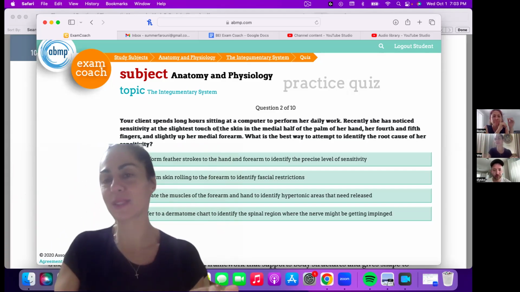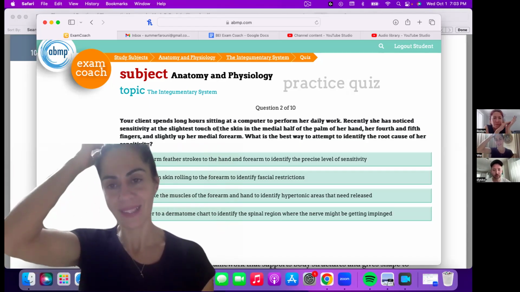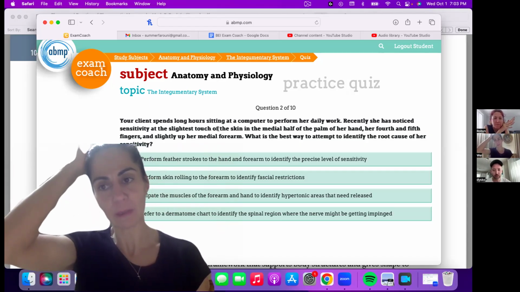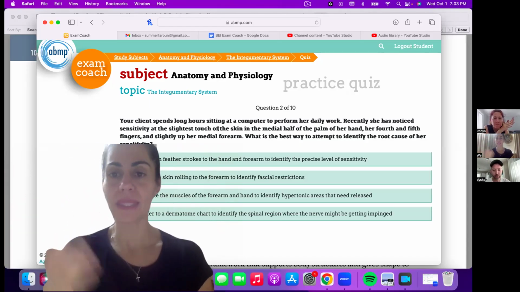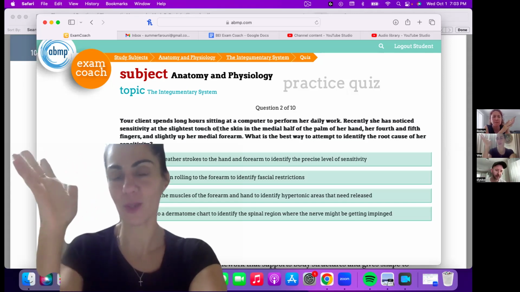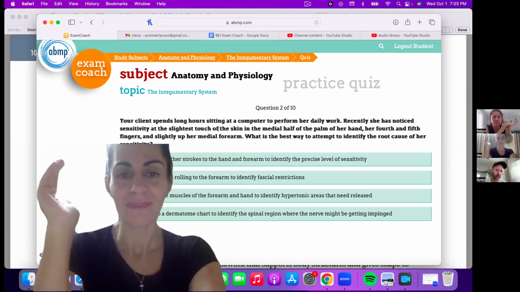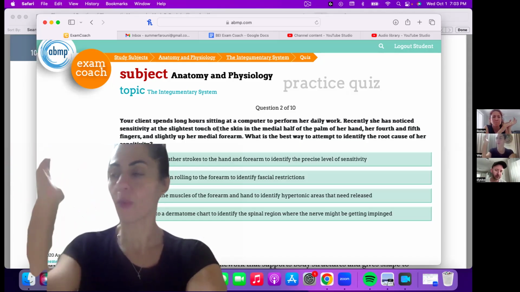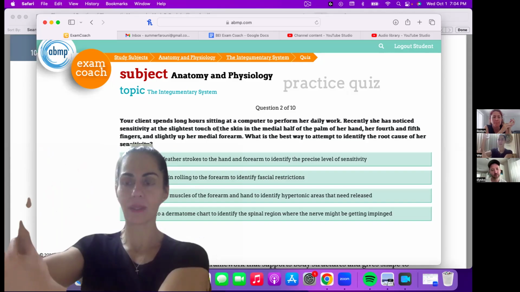Because they haven't learned integumentary, the nervous system, but it's okay. We're gonna have fun with it. So if it's on the medial half of the palm, we know it's gonna be the fourth and fifth finger, so correct, ulnar, okay? And slightly up her medial forearm, so it's gonna be slightly up here, so this area.